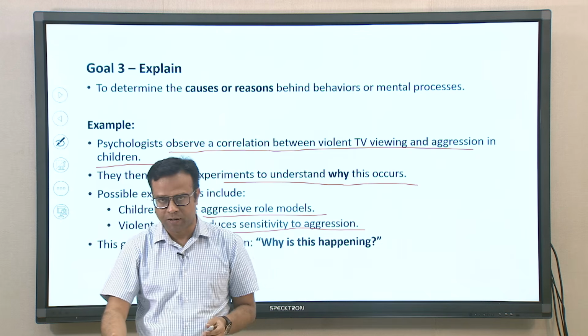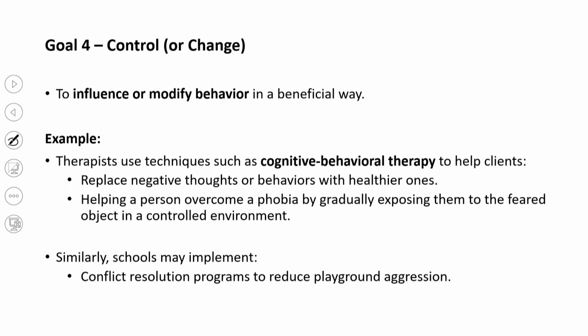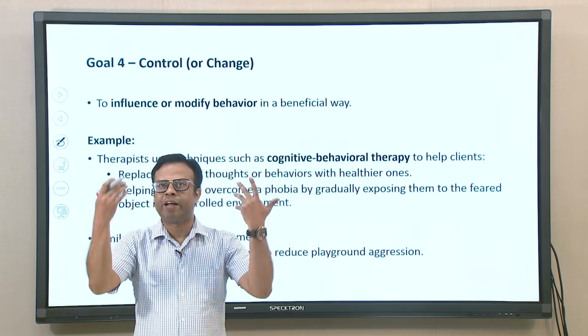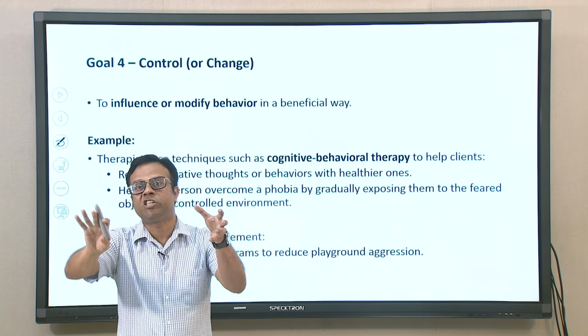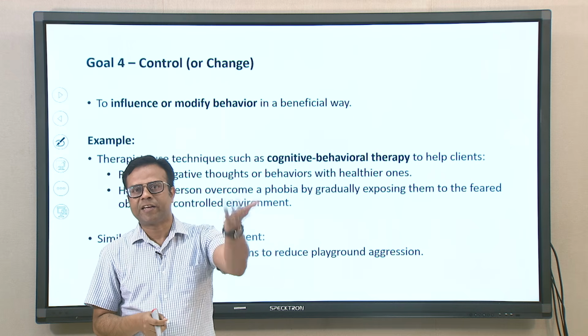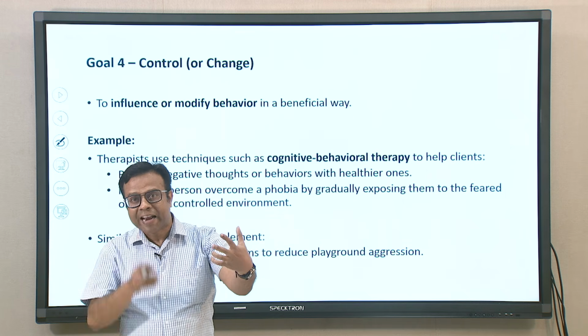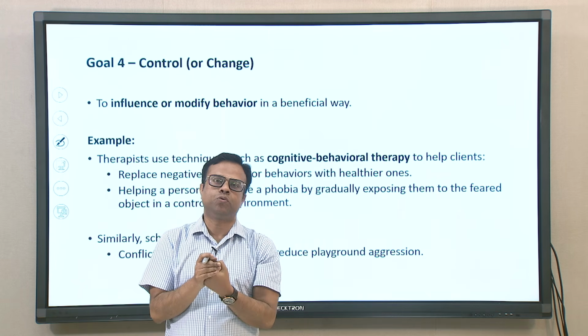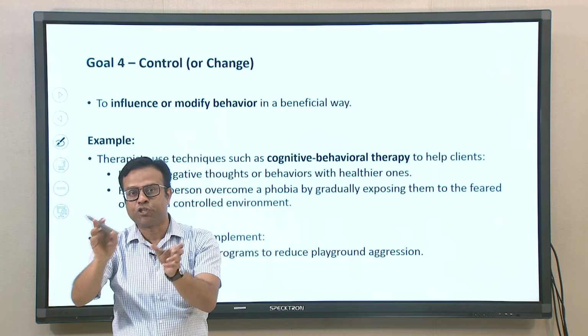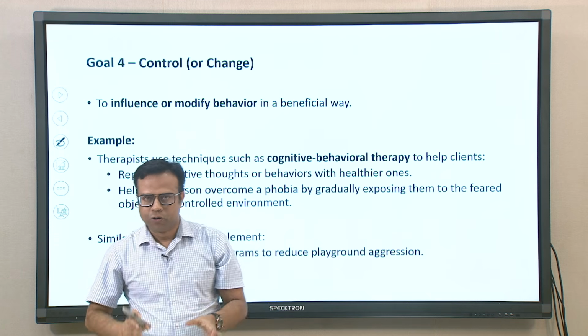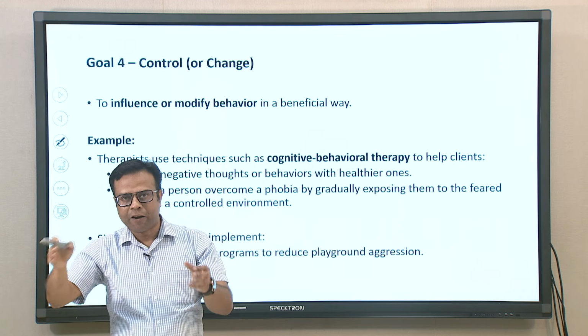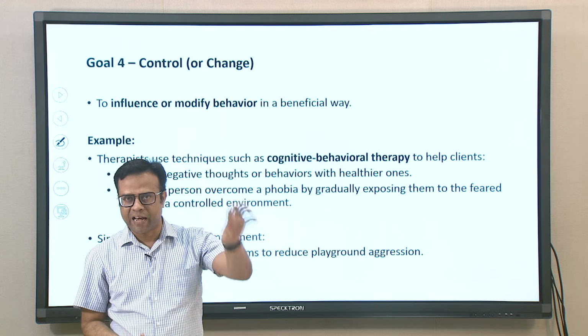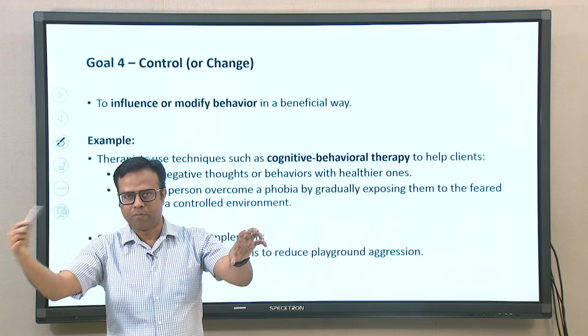So, that goal is to understand why something is happening, and the last goal is this: even if you know everything, you can describe and you can explain, but if you cannot really apply those things to make changes among people, then also it is not of much use. You can only explain a lot of things, but can we apply that understanding and make changes in people? If I find a child is becoming more aggressive by seeing those aggressive programs, can I make an intervention and change the behavior of the child? That is more important. So, psychologists also do a lot of research on the application part of it, which is called control or change, to influence or modify behavior in a beneficial way. Can we make changes in human behavior that are not helpful and make behaviors that are helpful, more adaptive?